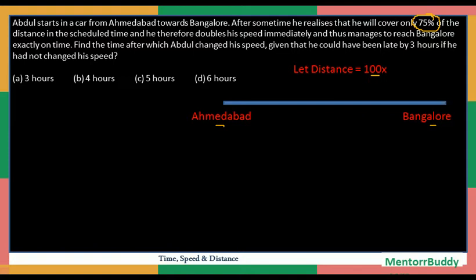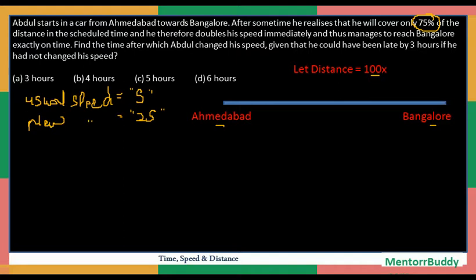Now it says after some time he realizes that he covers only 75% of the distance in the scheduled time, and he therefore doubles his speed immediately and thus manages to reach Bangalore exactly on time. So let's say the usual speed of the man is S, and the new speed which was just doubled, so definitely that is going to be 2S, correct?